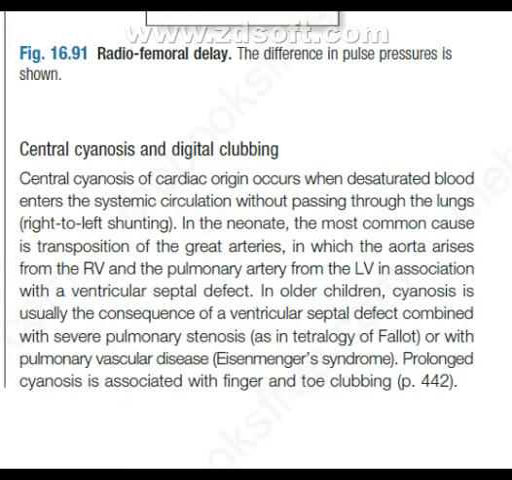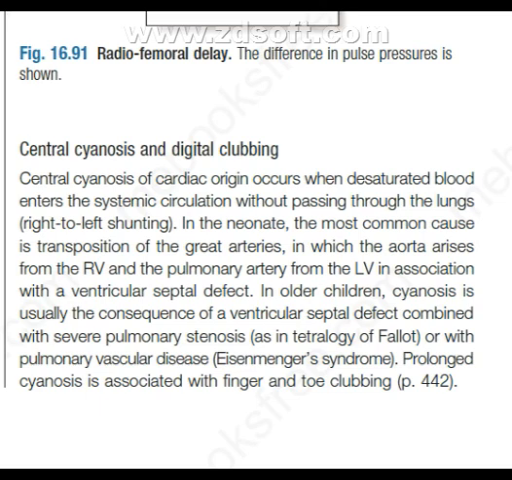Now, central cyanosis and digital clubbing. Central cyanosis of cardiac origin occurs when desaturated blood enters the systemic circulation without passing through the lungs, that is right to left shunting. In the neonate, the most common cause is transposition of the great arteries, in which the aorta arises from the RV and the pulmonary artery from the left ventricle in association with a ventricular septal defect.